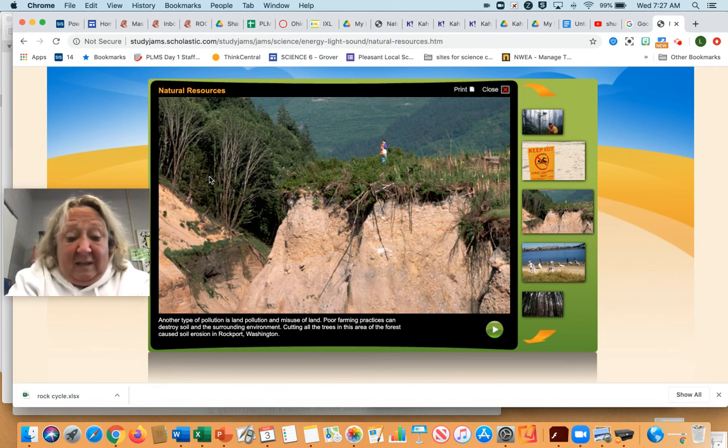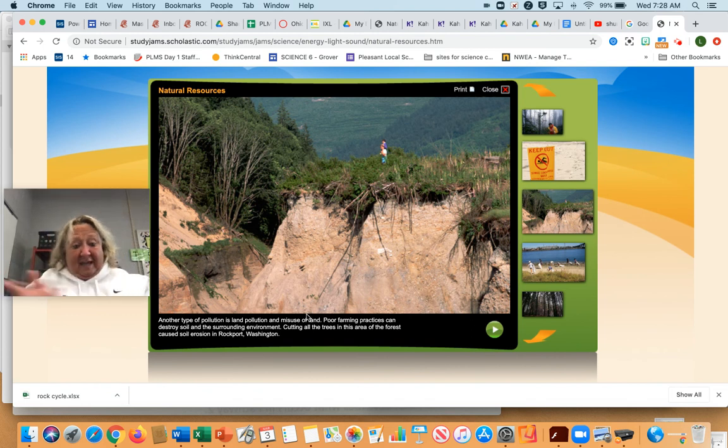Okay, land pollution is like us dumping trash or whatever, but also misusing land. So in this case, you can see how it's destroyed. Poor farming practices destroyed that soil and the surrounding environment. Cutting down the trees, as we know, deforestation, is also a big problem. It leads to soil erosion. We've talked about erosion, the taking away. Remember, weathering breaks it. Okay. All right.